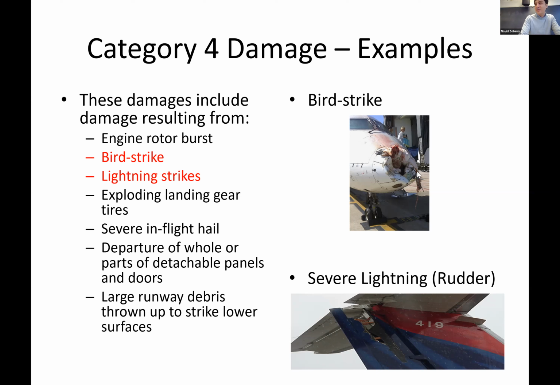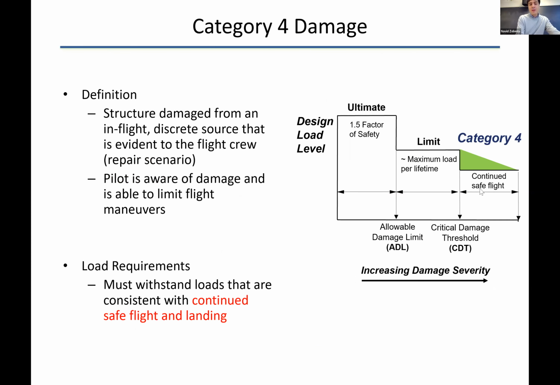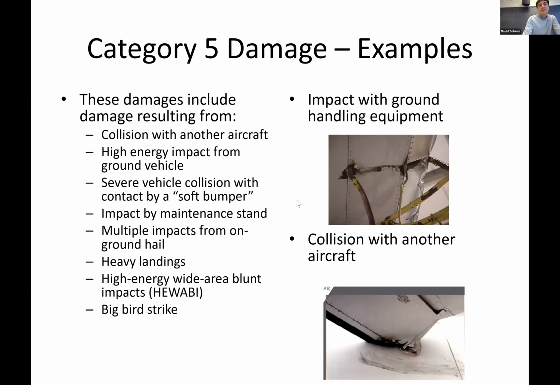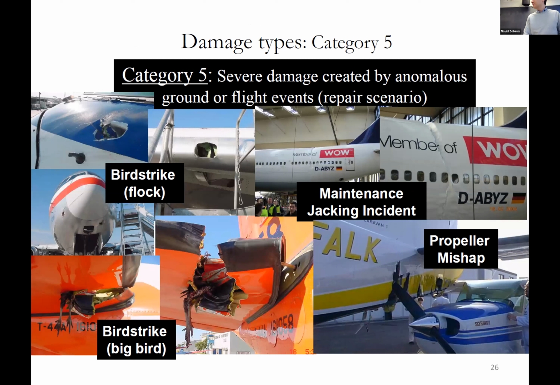Any questions on category 4 damage? I'll go through the categories again one by one, what we have to do. But when category 4 happens, you have to show that there's continued safe flight with a pilot aware of the situation, and they can land it safely, and you can repair it afterward. So that's category 4. And then we have category 5, and then I'll show you some category 5 examples.